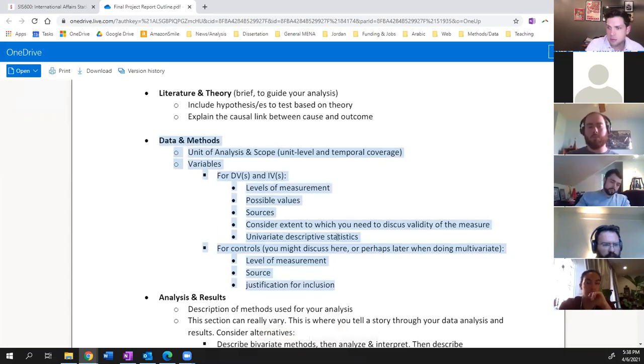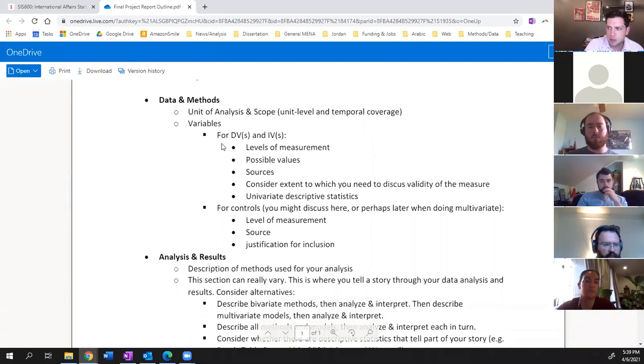Because at the end of the day, this is a research methods class, not a class on whatever your topic is. So here is where I really want you to be discerning about making sure that you're very clear and comprehensive in the methodological aspects of your project. So be very clear about the unit of analysis of your data, the scope, right? What is the spatial and temporal coverage of your data?